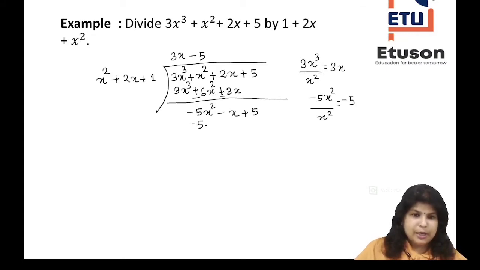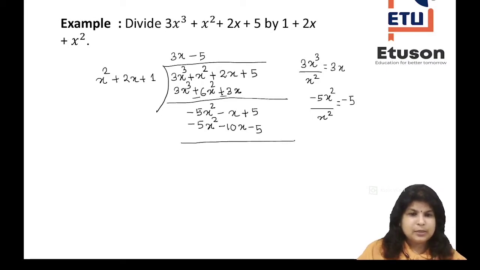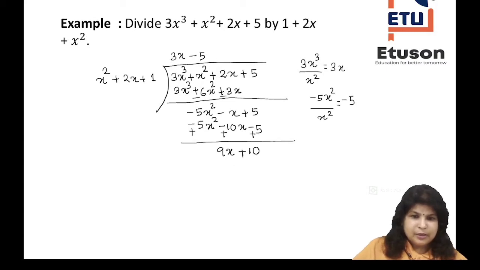That is minus 5x square, minus 5 into 2x, that is minus 10x, minus 5 into 1, that is minus 5. So now you subtract it. So minus 5x square minus minus 5x square becomes 0. This plus, this plus. So here you will get 9x plus 10. Now you just compare the degree of this and degree of this.